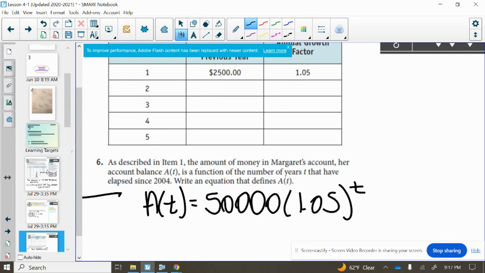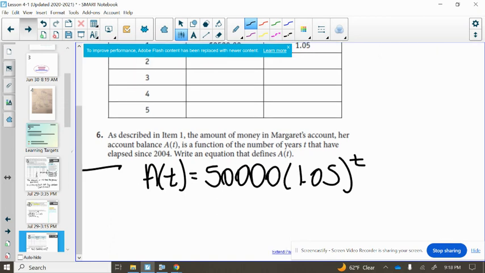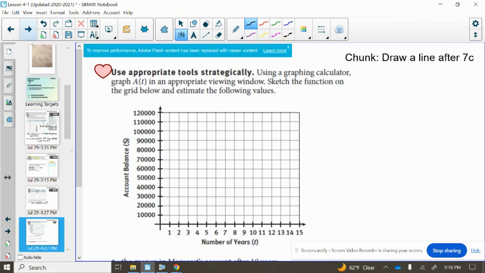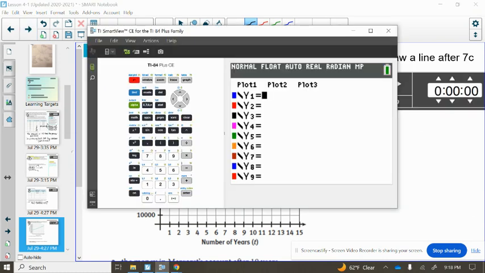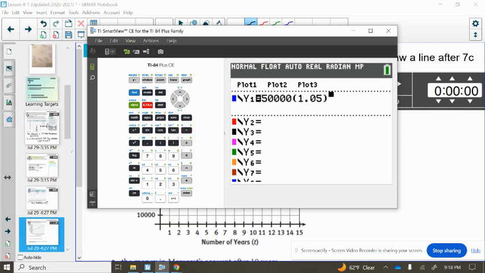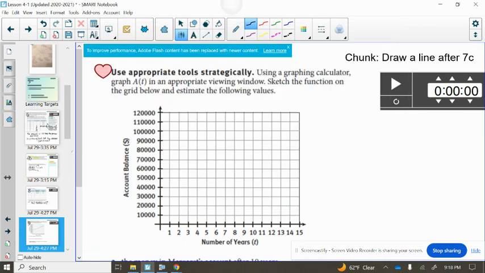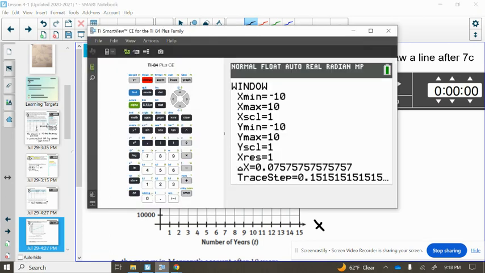Now, if we talk about this as a graph, we take our calculators and we plot our starting amount, which is 50,000, times 1.05 to the t. In this case, we'll just call that x. And the calculator is helping us out because we can look at the table they are giving us. These are our x values and our y values. This is going to allow us to set our window.